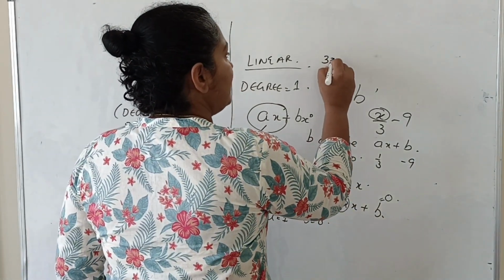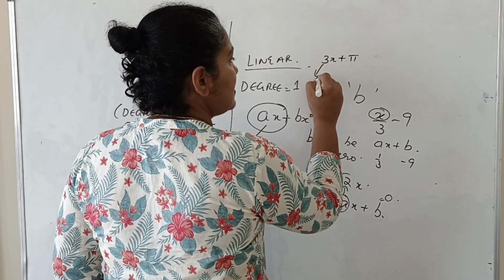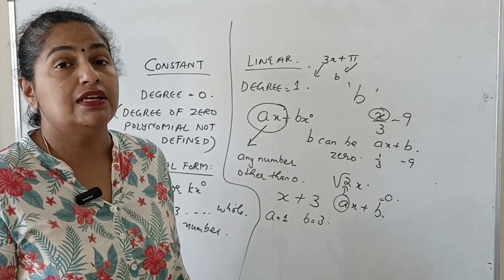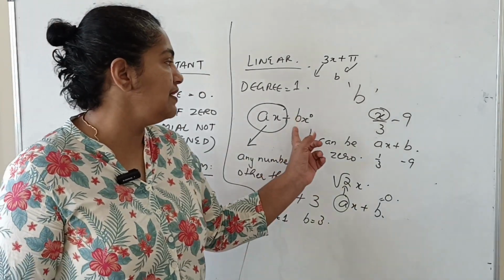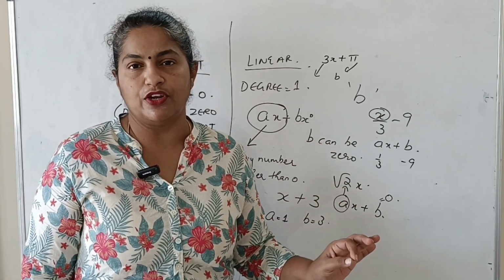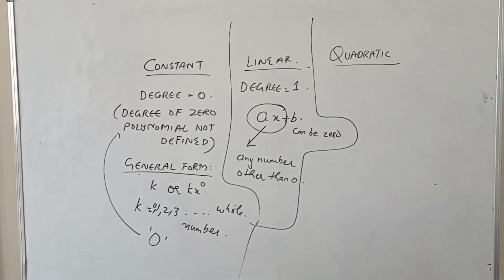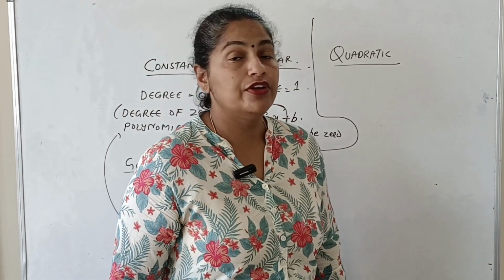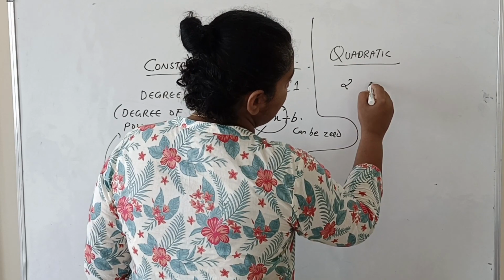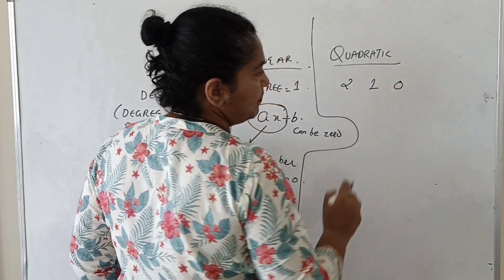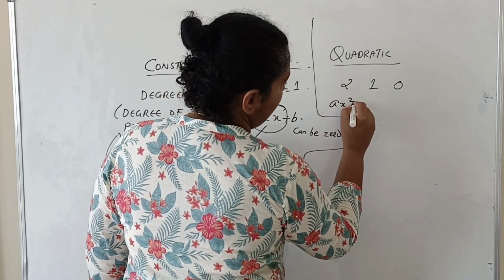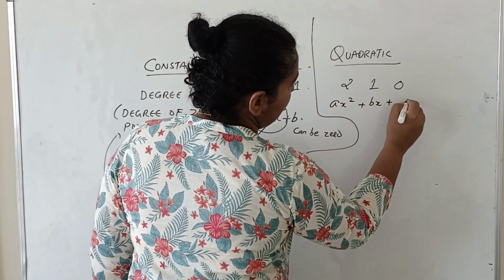Suppose you have a polynomial 3x plus pi. The value of a is 3 and the value of b is pi. Clear? So the general form of a linear polynomial is ax plus b. Now let us move on to the quadratic polynomial. In the case of a quadratic polynomial, you know that the highest power should be 2, and ideally speaking, it should have a term having a power of 1 and a 0. Now let us write the general form. It should be ax square plus bx plus c.